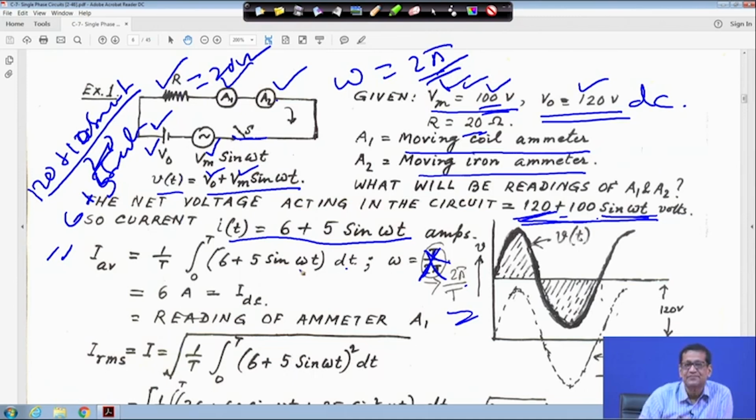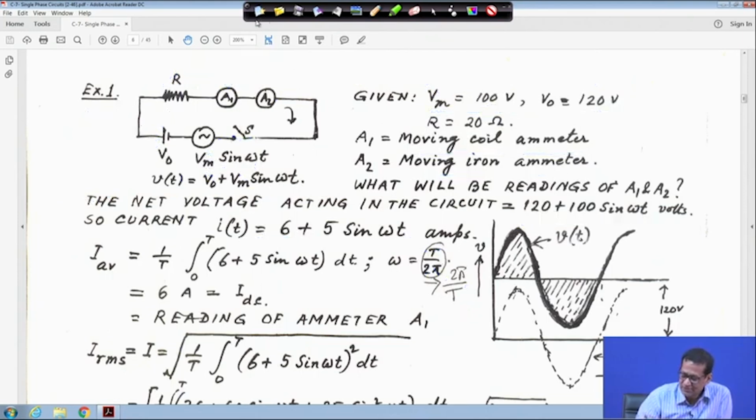If you integrate this, I am not showing it here to save some time, but it is a simple thing. Just integrate and use the relationship that omega is equal to 2 pi by T. You will get the average I, which will be 6 ampere, that is your IDC, right.